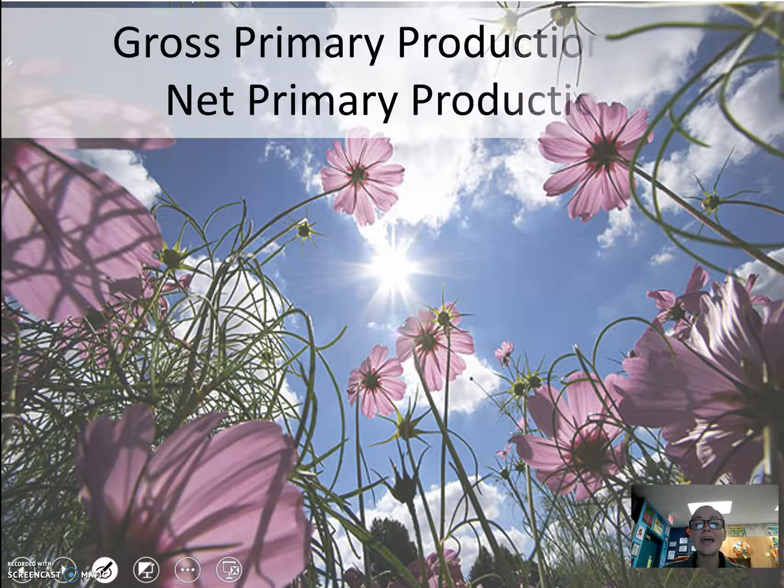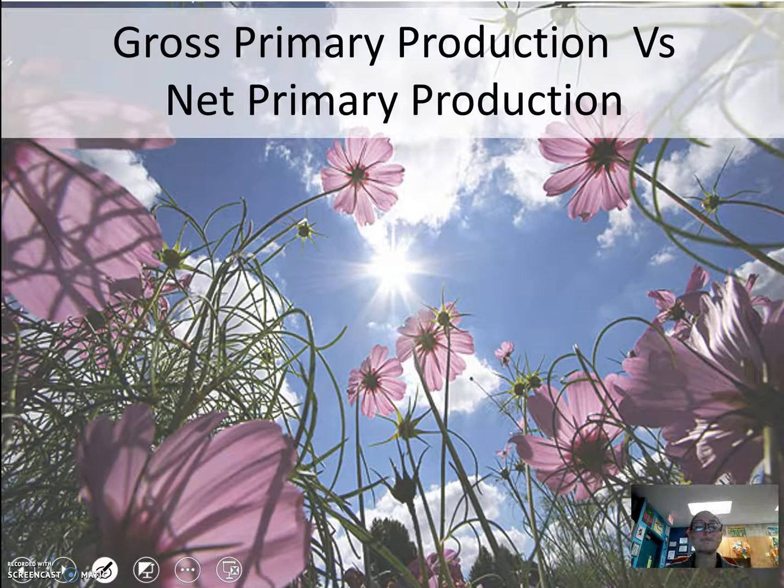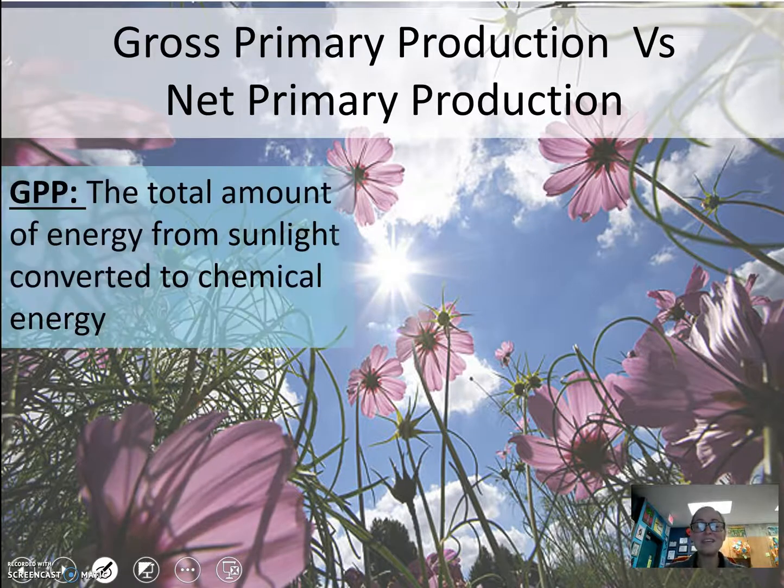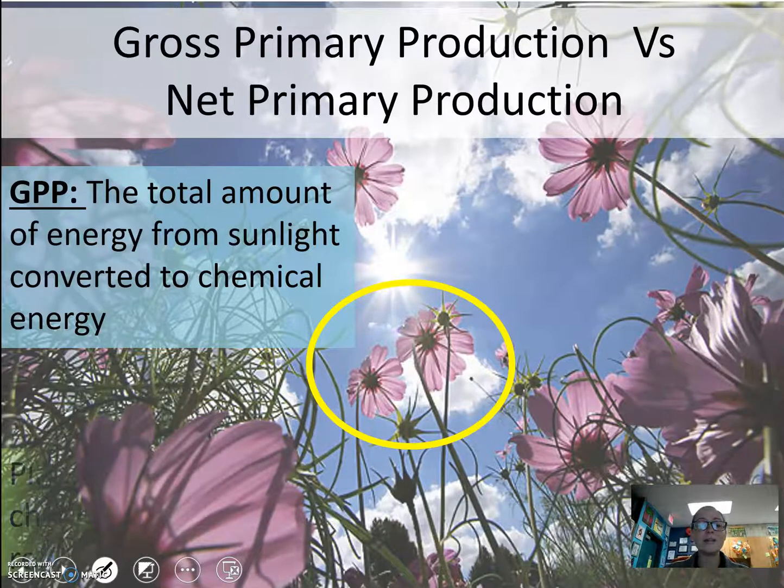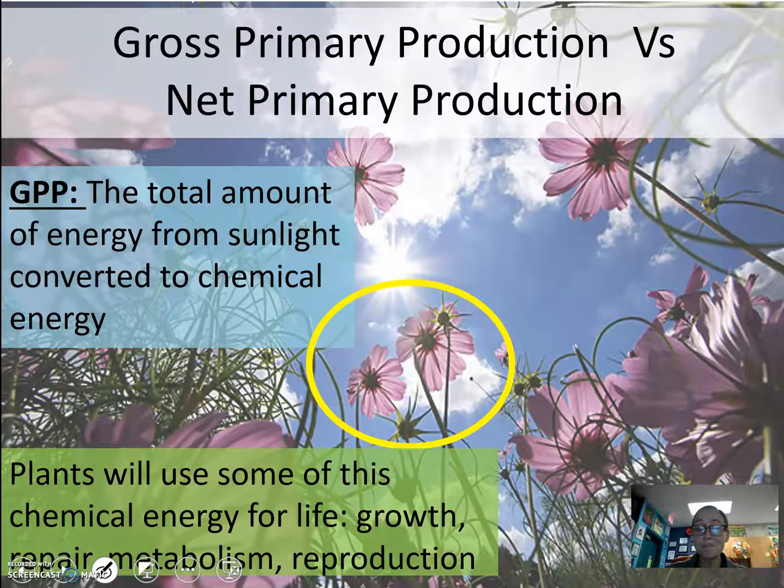Now here, when we look at our gross primary production versus net primary production, what we see here is the gross is the total. So the total amount of energy from sunlight that's converted into chemical energy. But these flowers here, these plants are going to use some of that energy. They're not just doing it for us. The plants are going to use some of their energy for their own life, for reproduction, for growth, for metabolism. And so plants will use some of the food that they create from the sun and carbon dioxide and water.